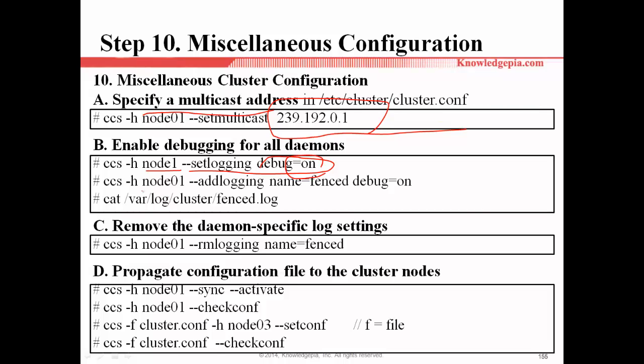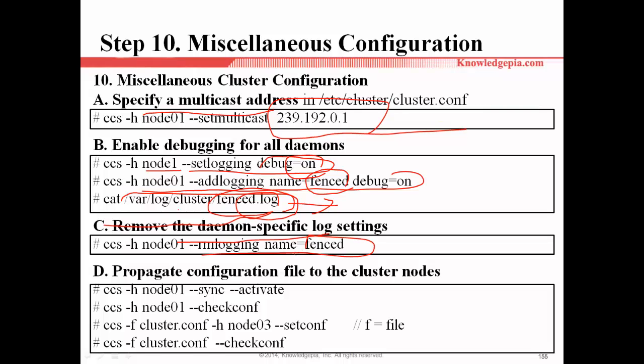But here, node 1 add logging name, the fenced, debugging on. In this case, only the fenced daemon will be enabled. If you want to see this daemon's log, then here /var/log/cluster/ and that daemon name dot log. Then you can check each daemon's log file. If we want to delete the specific daemon, then rm logging name, the daemon name.